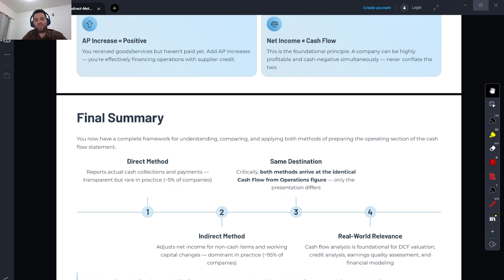In the next module of this corporate finance and valuation series, we'll continue building the accounting and valuation foundation used by analysts, investment bankers, and equity researchers.